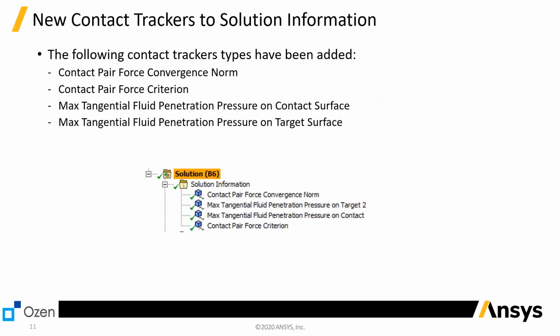Another new feature is related to contact. We know that ANSYS has what's called the contact tracker, which you can use to track the contact numbers, how many nodes are in contact during the solution in progress. But now ANSYS added new trackers that you can use, such as the pair force convergence norm, and also the force criteria. You can track the penetration pressure on both contact and target surfaces for any particular contact of interest in your running simulation.